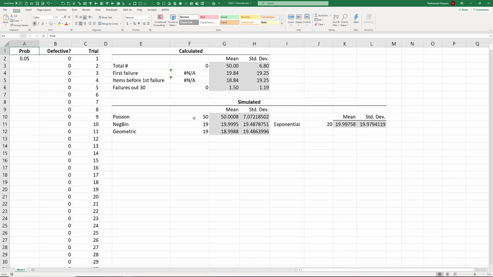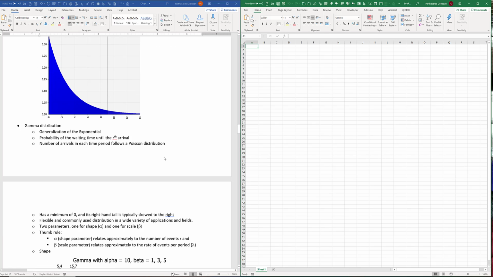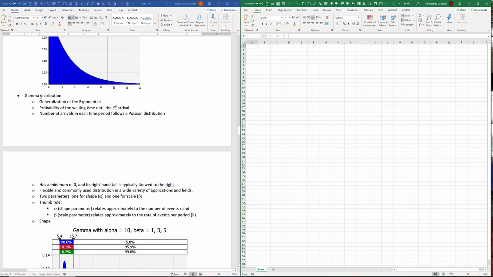Okay, with Poisson coming from that, then the exponential will be the mean, and if the probability of success is 0.05, then 1 over that will be the beta value. So there will be 20 minutes between successes, and you get the mean and standard deviation in that way. Okay, and then the gamma distribution.